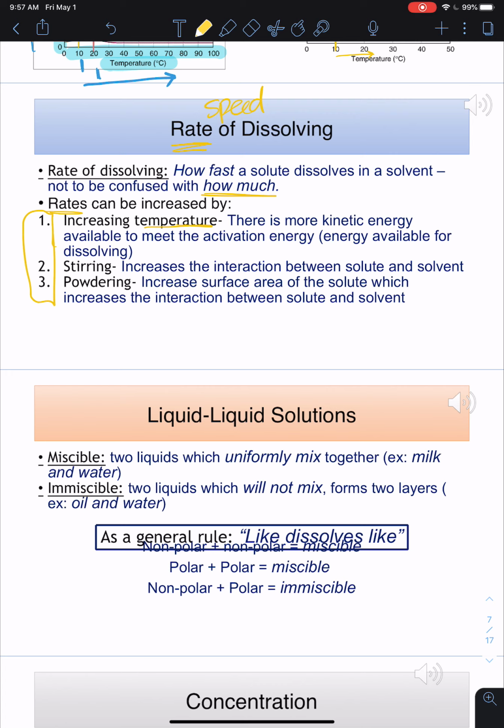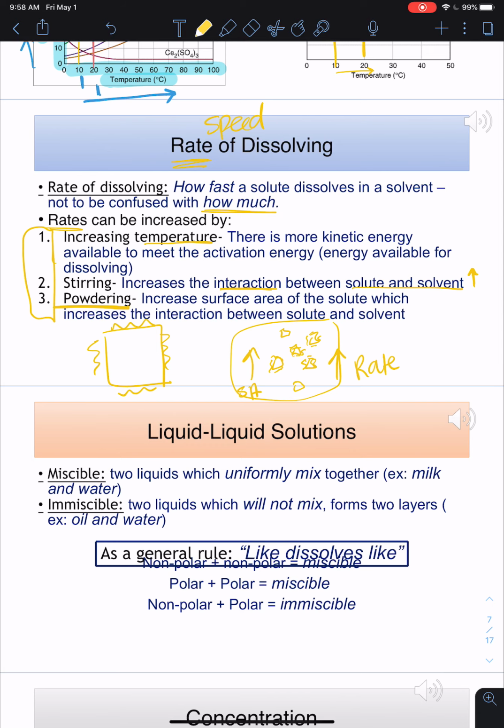You could also stir it. The stirring increases the interaction between the solute and the solvent, and therefore it will speed up the dissolving. And you can also powder it. When I say powder it, it means, am I putting in a big chunk where the only surface area is over here? Or am I putting in a lot of little chunks? Okay, with a lot of little chunks, you see how the surface area is on all of these little bitty pieces. So we're increasing the surface area here, and therefore we're going to increase the rate. So when we powder it, we're just talking about using smaller pieces.